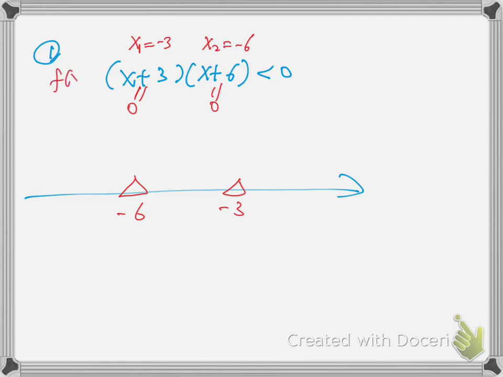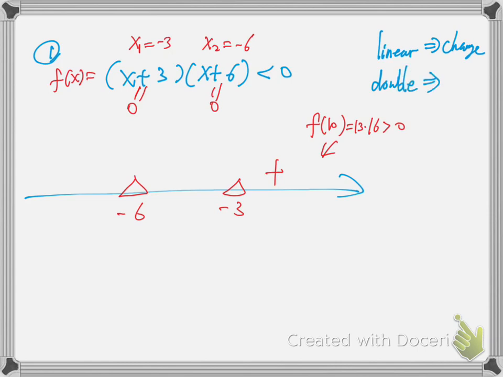And then we look at the non-zero side of function f. We look at whether f of 10 is positive or negative, so that gives us the sign on the most right. f of 10 is 10 plus 3, 13, times 10 plus 6, 16, so it's positive, so the first sign is positive. And then we have two rules. For a linear zero, we always change the sign, positive to negative or negative to positive. For double factors, because we change and then change again at the same number, we keep the sign.